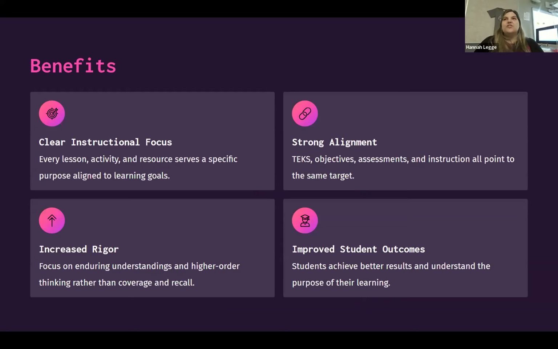And if you are internalizing a lesson this deeply, you should be able to scaffold up for our high achievers and scaffold down very easily for our kiddos that need that little extra help. Because as you are internalizing the lesson and planning it, you'll be able to see where sentence stems might be helpful, or I know the student would answer this question quickly. Let's put an extension on there. And then this will also assist and improve student outcomes. So students achieve better results and understand the purpose of their learning through this.